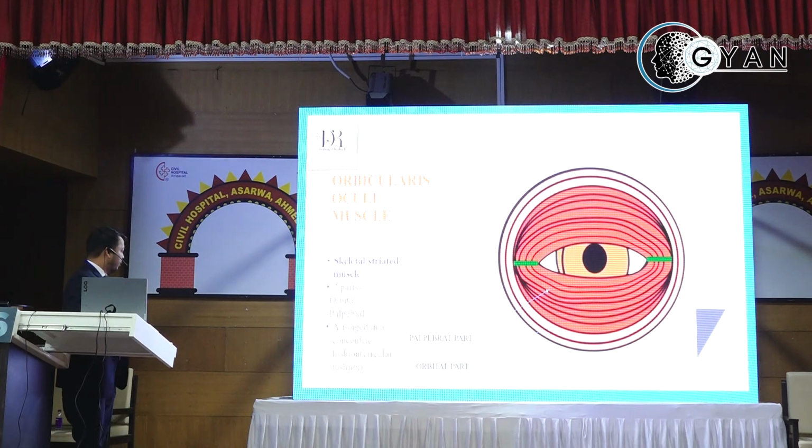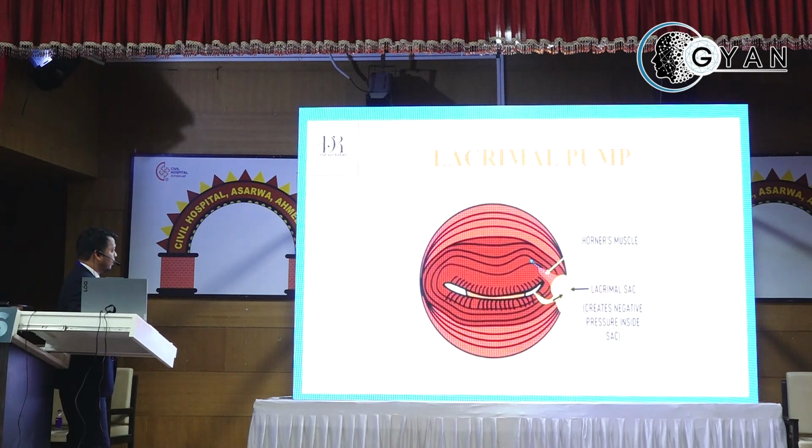So now the orbicularis oculi muscle, which is arranged in concentric fashion, has two parts. One is the orbital part, the second is the palpebral part. Again, the palpebral part has two parts: the pretarsal and preseptal.